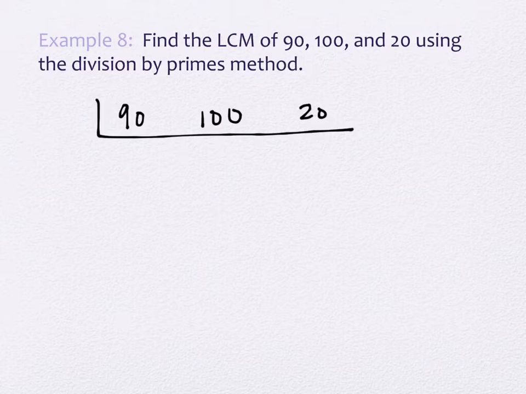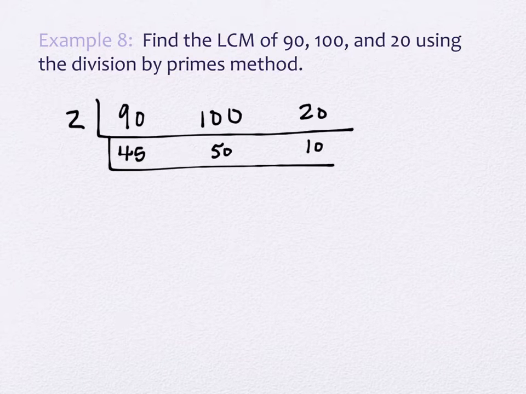So first, smallest prime that divides all these numbers, 2. I do want to check for the smallest thing that divides everything first. So I've got 45, 50, and 10. Smallest that divides all the numbers, 5. So 5 will give me 9, 10, and 2. So I do not have a number that divides 9, 10, and 2, right? I don't. But do I have a number that divides at least 2 of those numbers? 2. 2 will divide 10 and 2.